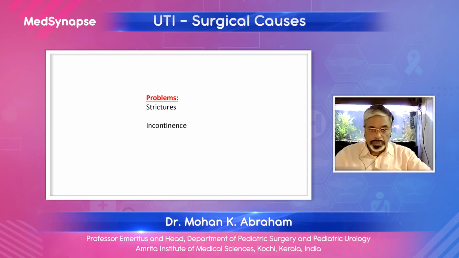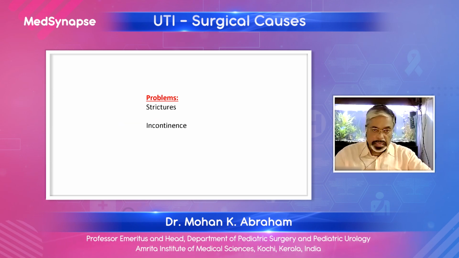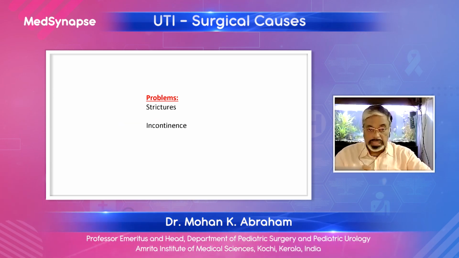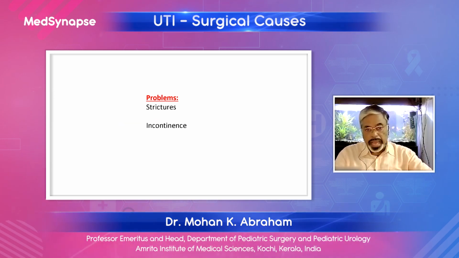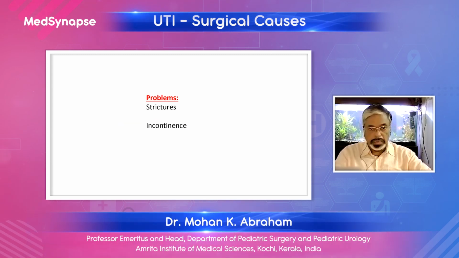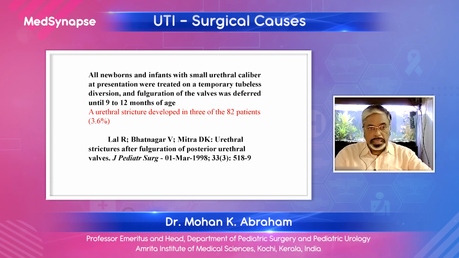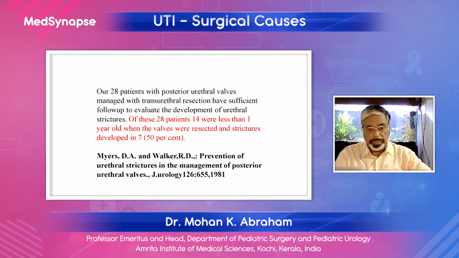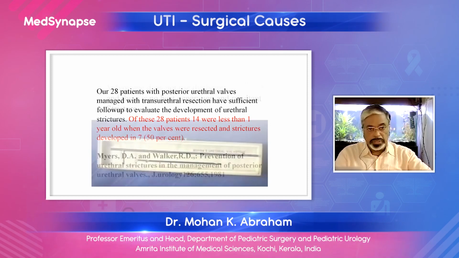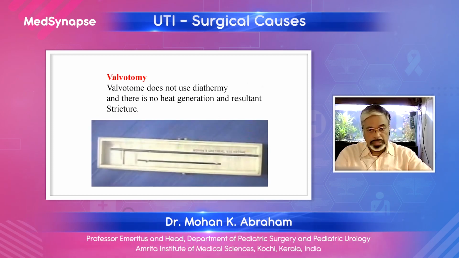Because you are using electric current inside the small urethra, and when you apply the current, heat is produced, and this produces strictures of the urethra. And if you accidentally damage the external sphincter, you will end up with incontinence. Now, the incidence of strictures is reported anywhere from 3.6% to 50%. So that was a main problem, and that's why I invented this valvotomy.